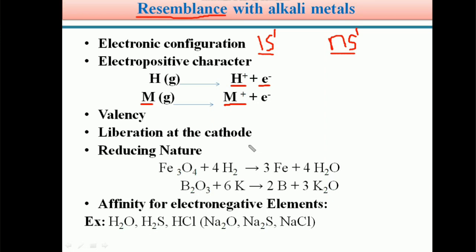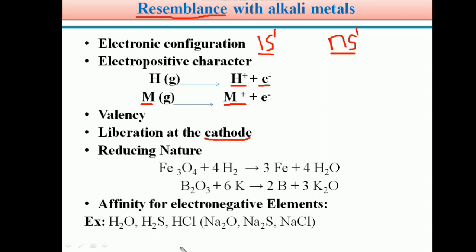In the case of alkali metals, during electrolysis of molten alkali metal salts, the alkali metal is deposited at the cathode. Hydrogen is liberated at the cathode. Similarly, alkali metal is deposited at the cathode during electrolysis. You can learn about electrolysis clearly in the next concepts.